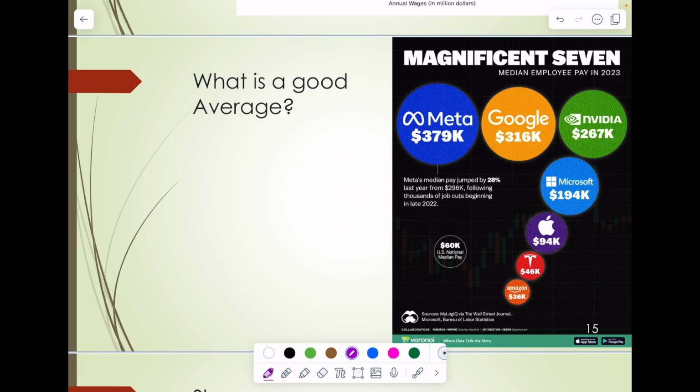According to this, more than half of the actual Google employees make over $316,000 a year. And then you have NVIDIA, which is a big chip maker that's been growing a lot, and so on. And then Amazon, down there at the bottom. And this right here is the national median. So Tesla is below the national median. Okay, anyway, interesting.